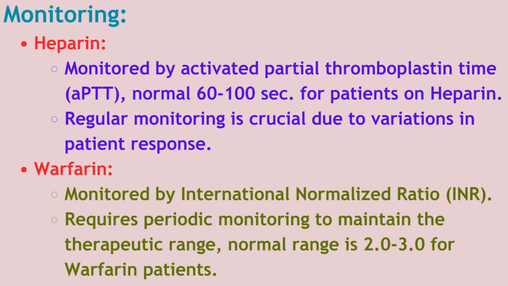It's really very important. On the other hand, for warfarin there is no APTT. There is the INR that we check. It's normally 2.0 to 3.0 for patients on warfarin therapy. This kind of monitoring is very important for patients on anticoagulant therapy to prevent the risk of bleeding or internal bleeding.